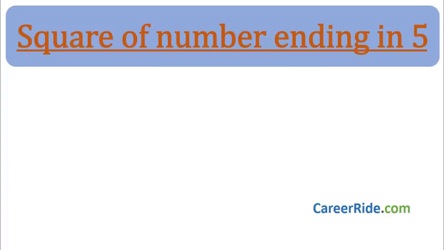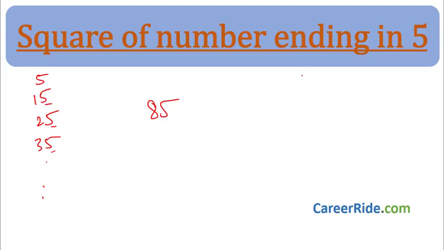Square of a number ending in 5. That means numbers like 5, 15, 25, 35 and so on. So, the square of numbers which end in 5. Okay, let's take a number, say 85. Let's find the square of this number. Remember, in the previous example, what we did was we found the square of a 2-digit number in just 10 seconds.